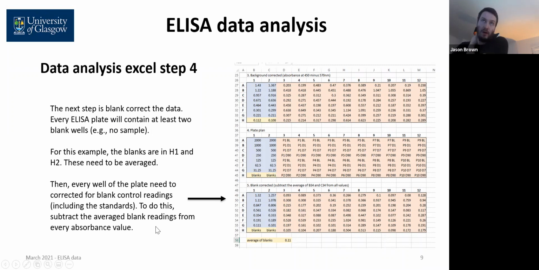And essentially what you have to do first is average the blanks. So we always run them in duplicate. So average the blanks, and you can do this at the bottom here. Basically take an average of the H1 and the H2 wells, or the absorbance values of H1 and H2. Once you've averaged the blanks, you can then use that number and subtract it from all of your wells. Okay. And essentially, you just need to do that for every well, including your standards as well as your samples.